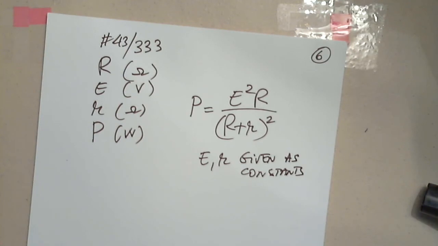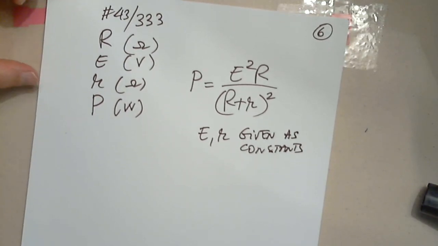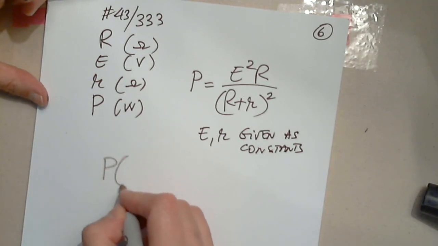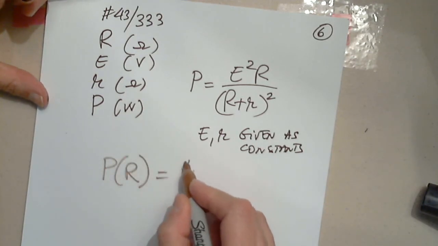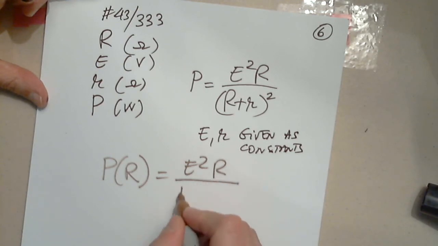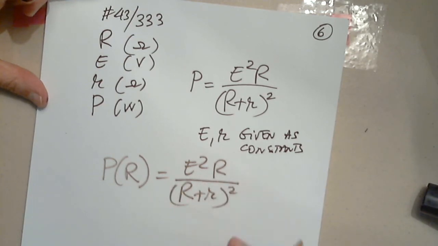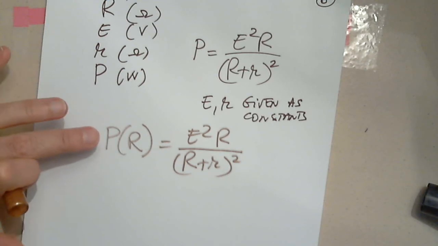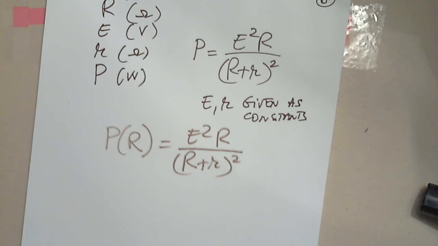So basically we are told that this is a function of R, and they are asking us to find the maximum power. This is a nice situation because we are given the function. We don't have to create the function like we did in the previous cases.